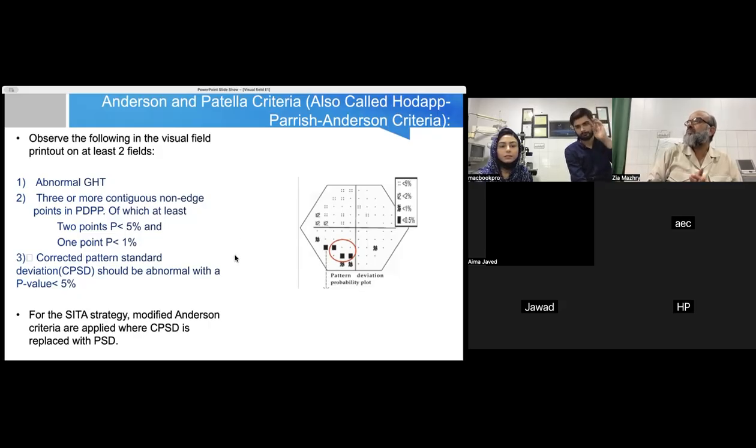And these 3 criteria should be met in at least 2 successive visual fields. For the CIGTS strategy, we have modified Anderson criteria in which the corrected pattern standard deviation is replaced with the pattern standard deviation.